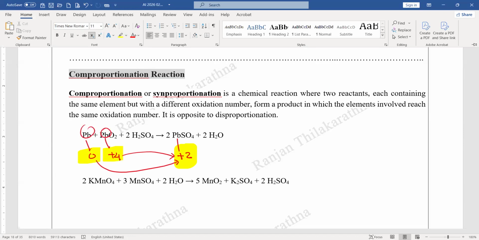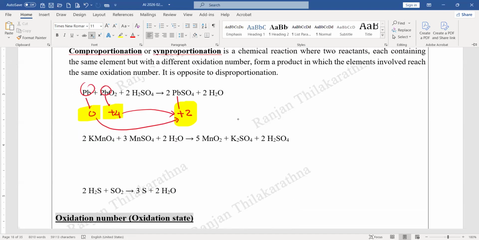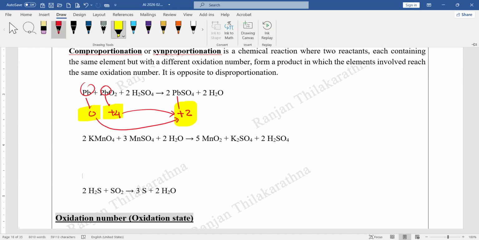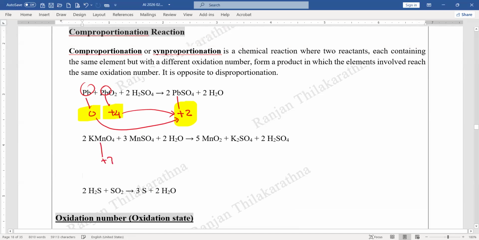Next one, in the case of KMnO4 and MnSO4, the oxidation states are +7 here, +2 here. But finally it will come to the +4 oxidation state. 7 to 4, 2 to 4.